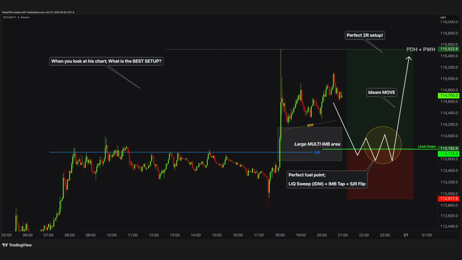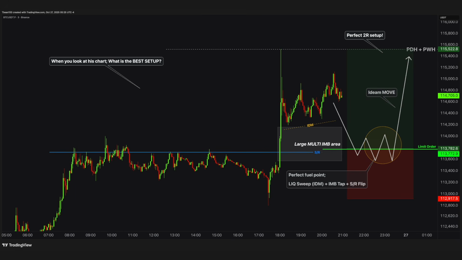Price moves down first, sweeps that inner liquidity as inducement, taps onto a large multi-imbalance area along with the support and resistance flips, and then rallies up to take out the previous day's high and even the previous week's high. That is the kind of setup that looks absolutely perfect on paper.